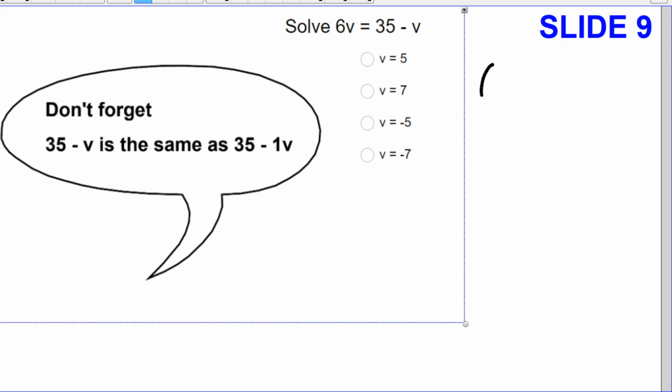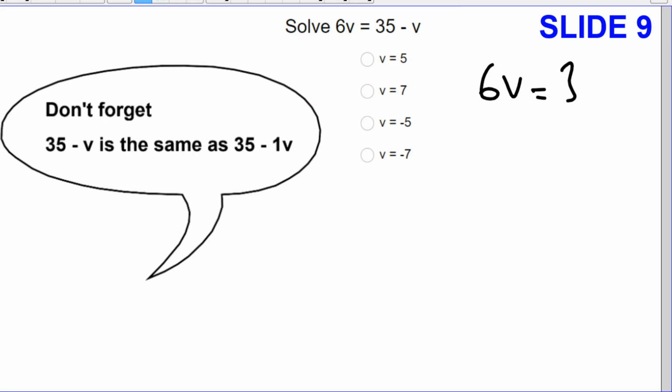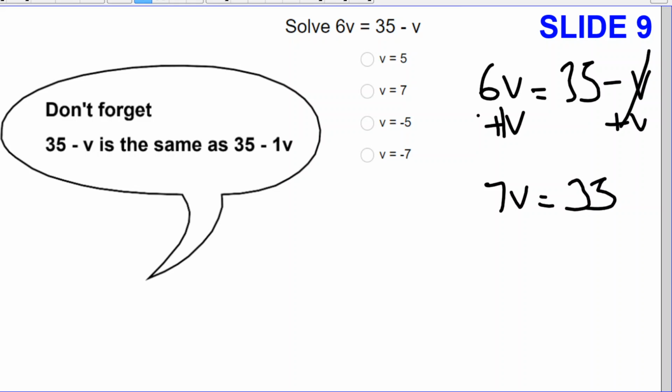Another one with letters. So 6v equals 35 minus v. And once again, I've got letters on both sides, so I'm trying to move the one that has a number next to it, so I'm trying to move that one to the side. So instead of subtracting v, I'm going to add v. And remember, v is 1v as well. So 6v plus 1v is 7v, equals 35. And then divide both sides by 7. And 35 divided by 7 is 5.